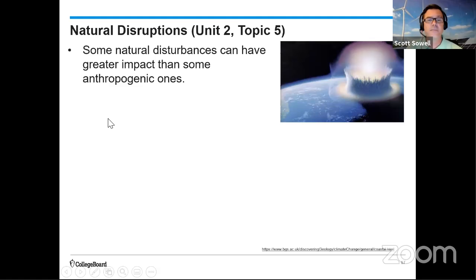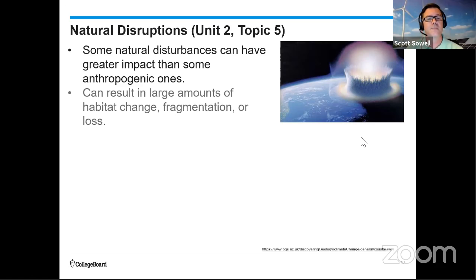All right, so some natural disturbances can have greater impact than some anthropogenic ones. So a meteor hitting the planet, causing a big loss of species like the dinosaurs. That's a big impact. That's a lot bigger impact than me clear cutting a forest down the road. But either way, they can really have big effects on habitats. They can wipe out a habitat or fragment it or change the environment.